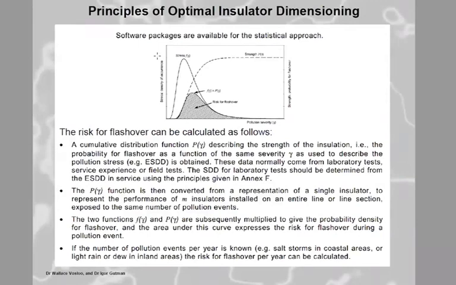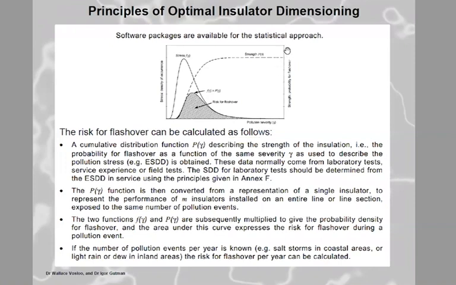Now, what we do is that in 60815, they've got a statistical technique for optimum selecting. It's very similar to lightning. So what we do is on this side here, we have the actual environmental stress. So we will take our pollution measurements, and then we will do this log normal distribution on that environmental pollution.